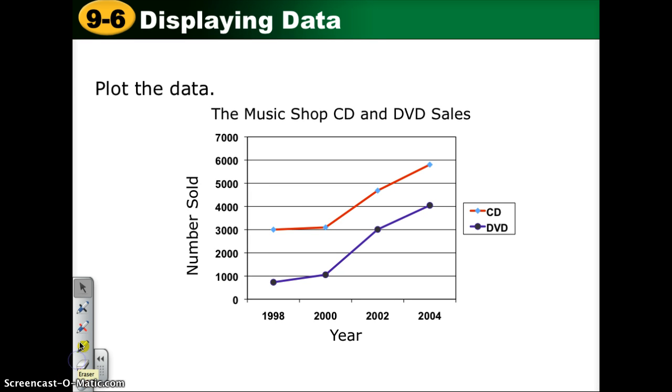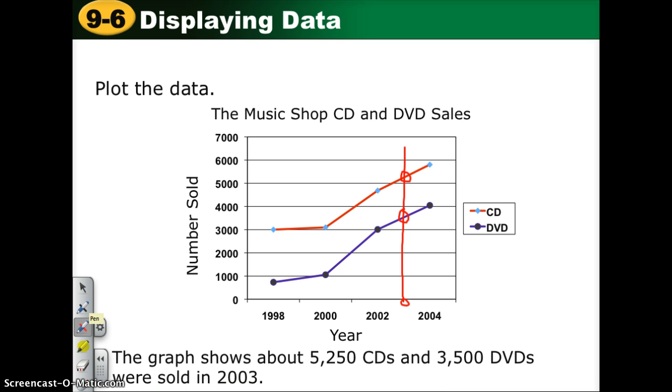If we're looking specifically at 2003, we're going to be looking at this middle hash mark halfway between. So if we make a connection, we do some rough estimating. We can see this is about halfway between 3,000 and 4,000. This is just a little over 5,000. So if we wanted to put some numbers there, we'd say about 5,250 CDs and about 3,500 DVDs were sold in 2003.